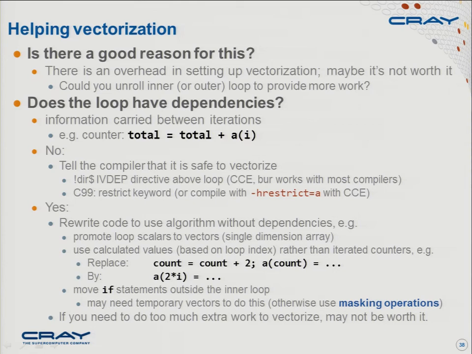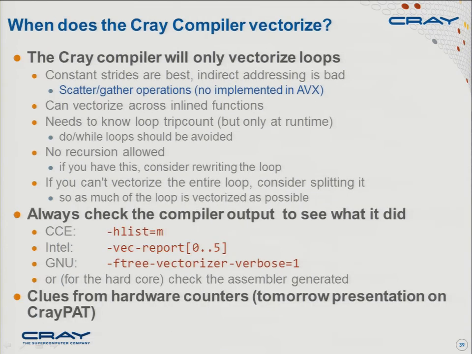Okay? Even if you have a branch, the compiler will generate what they call masking operations. A masking operation is a vector instruction, and they just avoid some operations, okay? So it will generate a mask and so on. So it will try to vectorize in most cases.